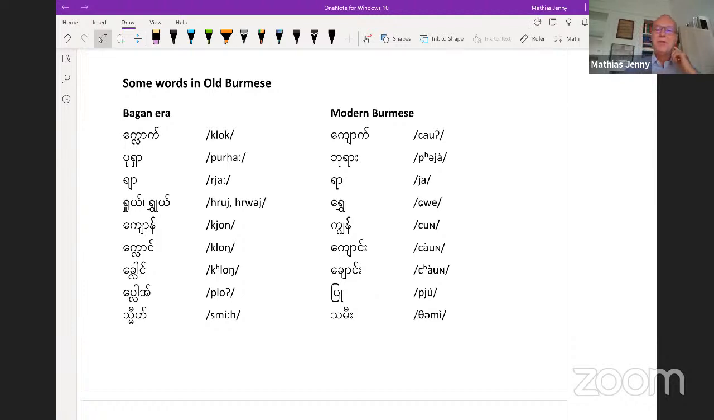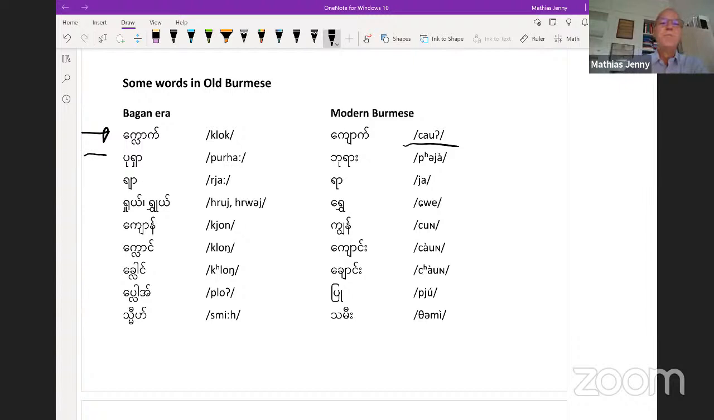I took a few example words from this inscription, just so we can have a look at what Burmese sounded like or looked like 1,000 years ago. So the first word here is written glok. Glok in modern Burmese is pronounced chao, and it means stone. This chao has the same pronunciation as 'to be afraid' in modern Burmese. In Old Burmese, stone is glok, and to be afraid is grok. So different pronunciation. In modern Burmese, you still have different writing at least.